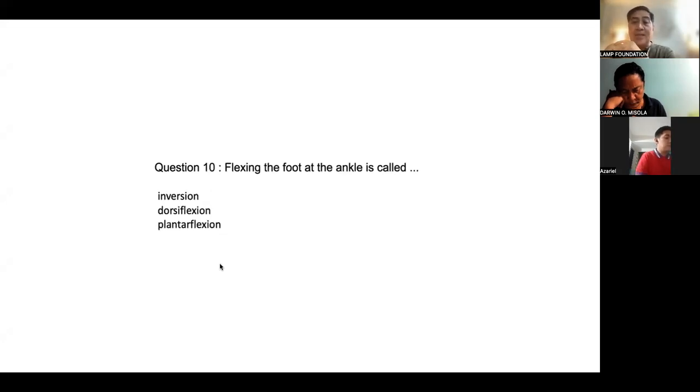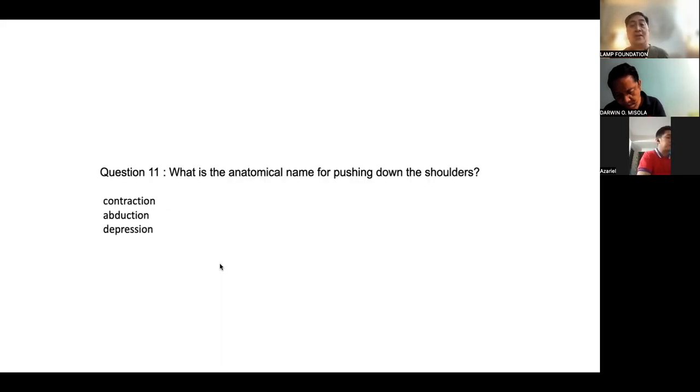Very good. Flexing the foot at the ankle is called? Plantar flexion, Doc. No. Flexing the foot. Inversion, Doc. Inversion po, Doc. No. Flexing the foot: dorsiflexion. Dorsiflexion po. Okay. What is the anatomical name for pushing down the shoulders?